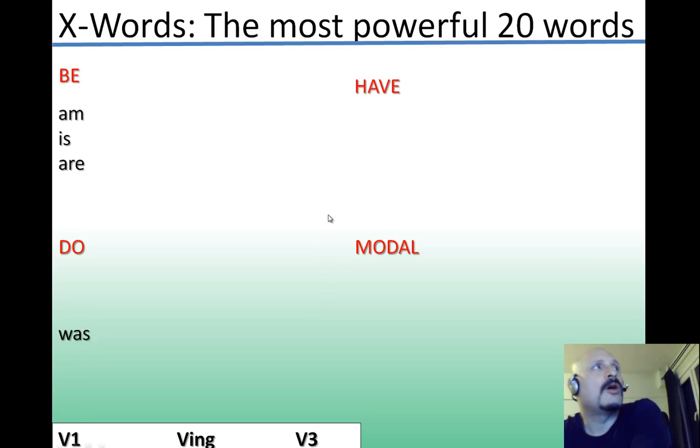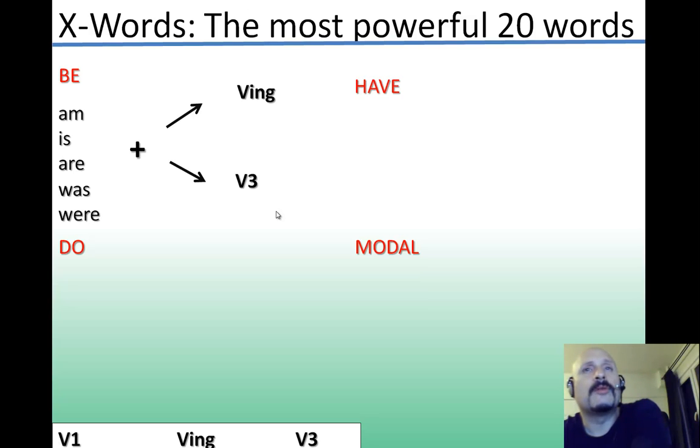Now the be family has 5: am, is, are, was, were. And the be family can take 2 forms of the verb. It can take verb ing or verb 3. When you use be plus verb ing, this is called the continuous. When you use be plus verb 3, this is called the passive.